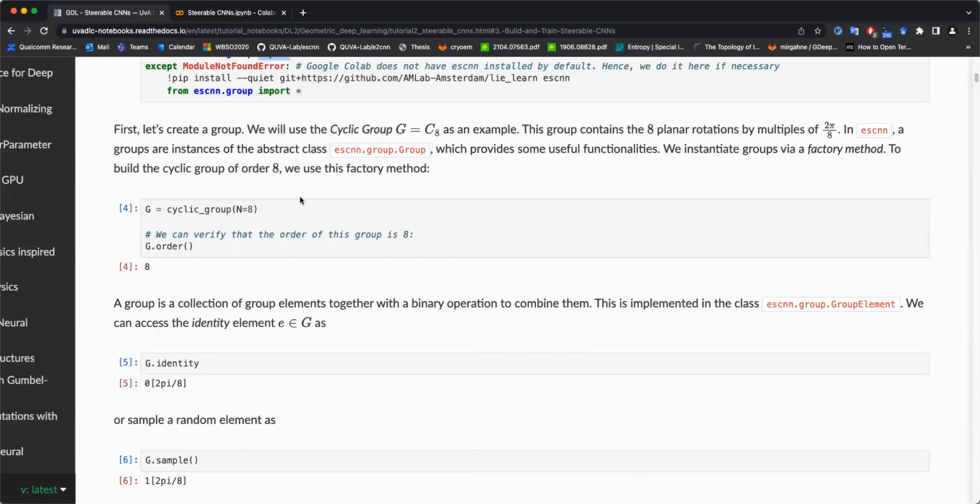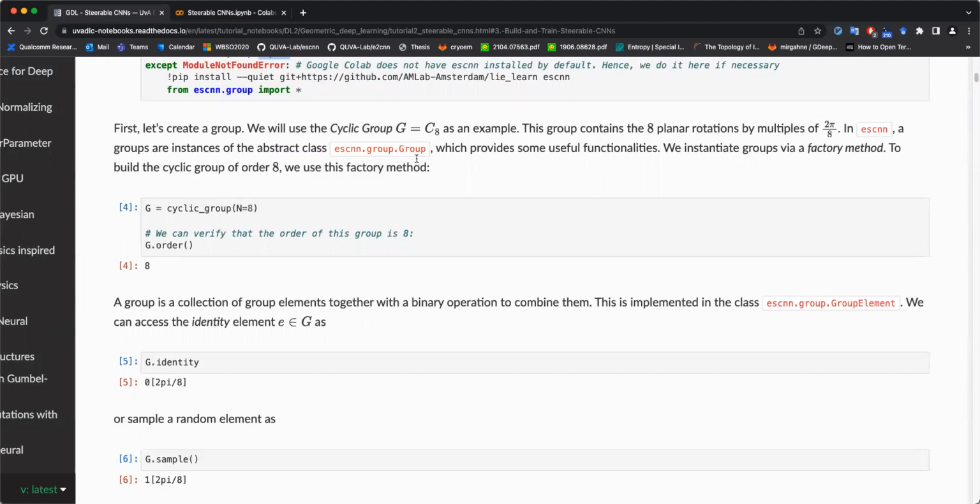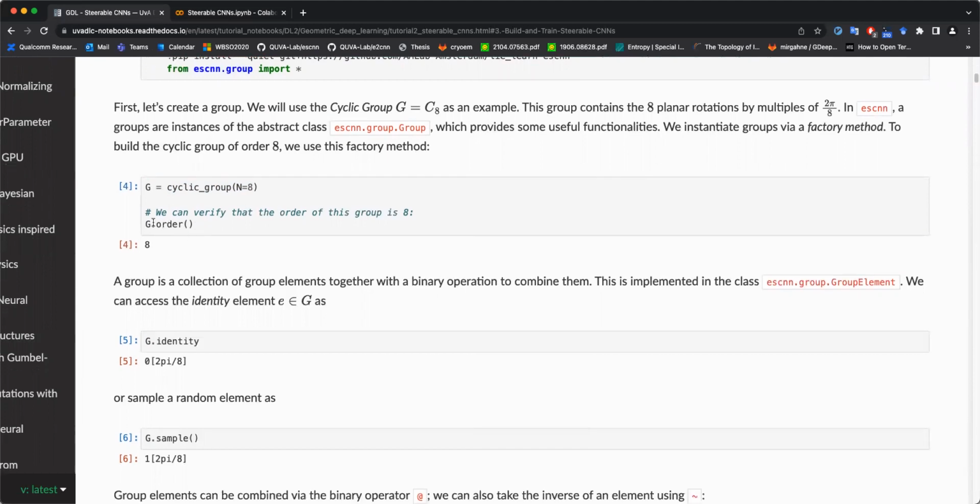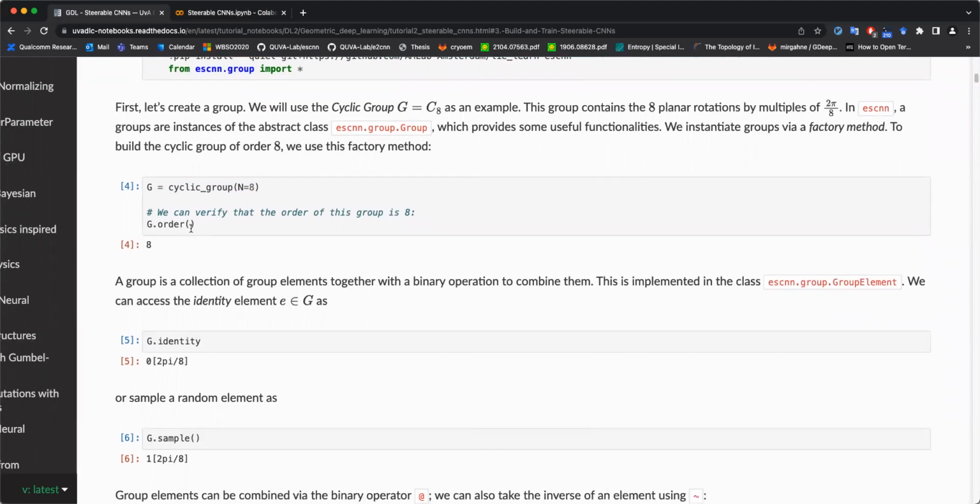In the library, groups are actually subclasses of the generic abstract class group. Kind of makes sense. And we can instantiate a cyclic group of order n, so with n rotations, simply by calling this factory method. We can check that this group indeed has order 8, so it has 8 elements, by just calling group.order. That should be quite intuitive.